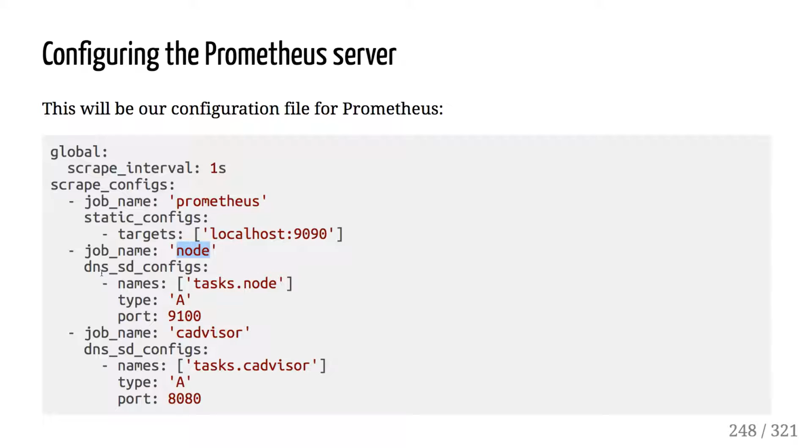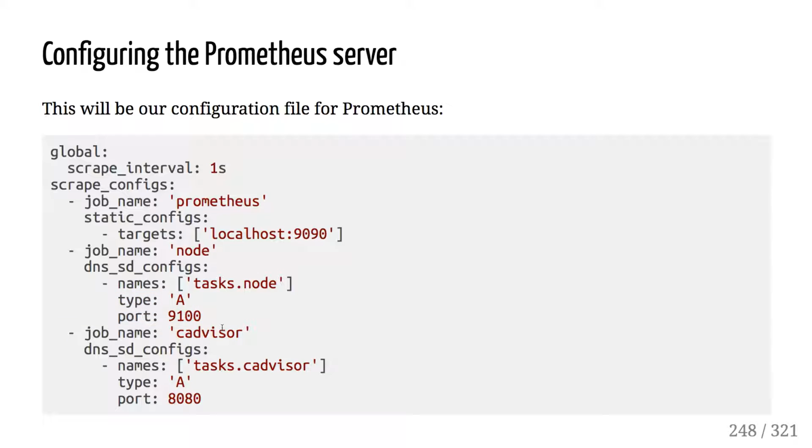And here I use DNS SD config, that's DNS service discovery config, and I'm telling it I want you to resolve the name tasks.node. Remember when we did the overlay network thing? I showed you, look, if you resolve tasks.rng, it gives you all the IP addresses for the RNG containers. So here, when we resolve tasks.node, it will give us all the IP addresses for the node containers. Type A and port indicate the DNS extra options, because you can also use SRV records.